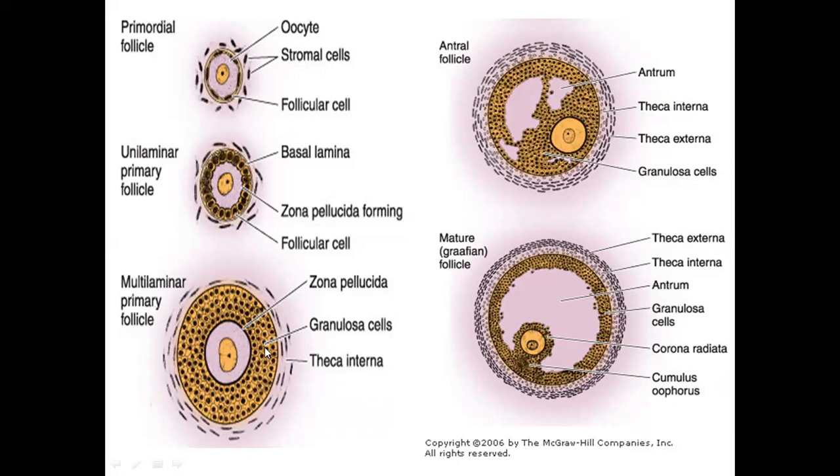The next stage is when these granulosa cells start producing different fluid secretions. They secrete them around themselves, and due to the secretion of those fluids, multiple small cavities or antrums appear. The level of follicle where there are multiple small cavities or antrums is termed an antral follicle or secondary follicle.